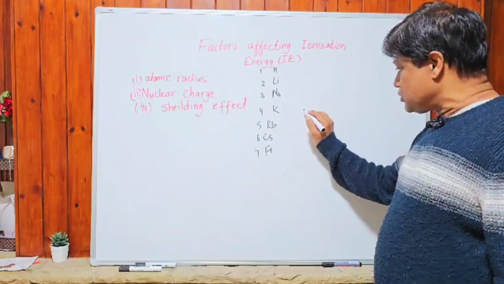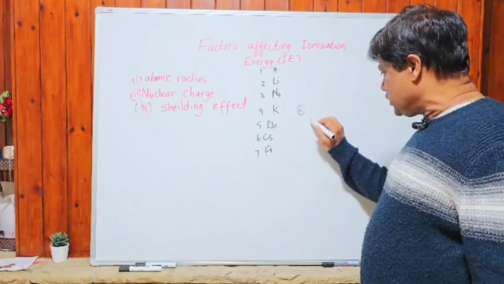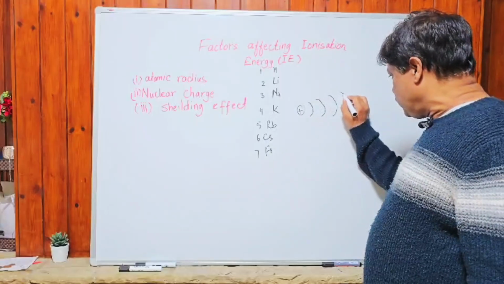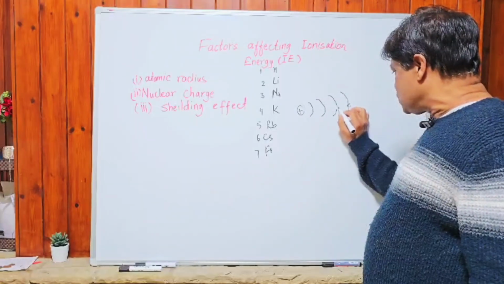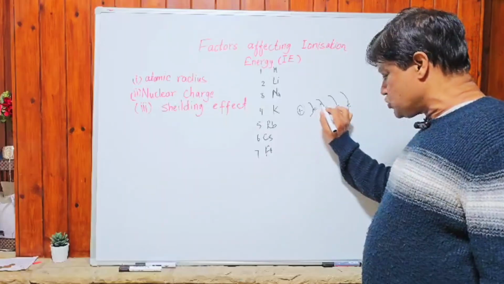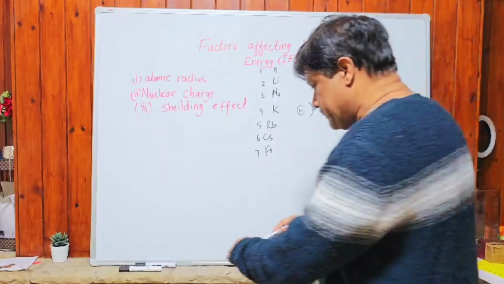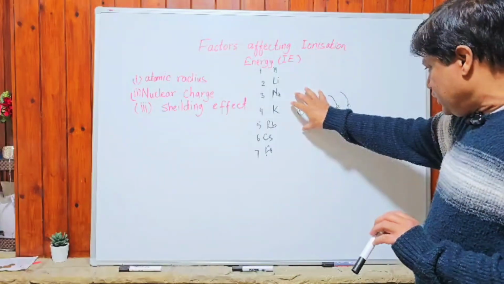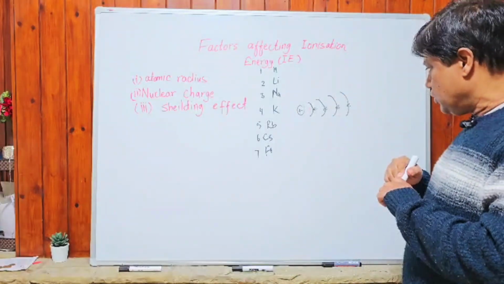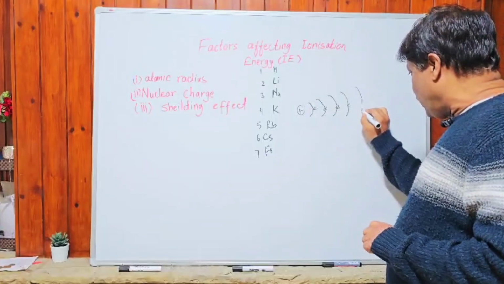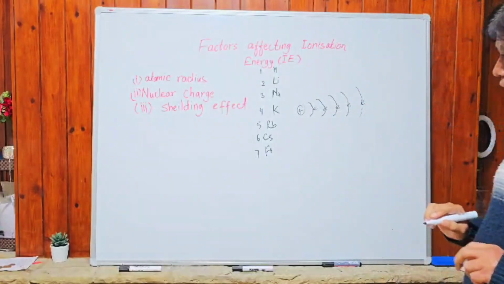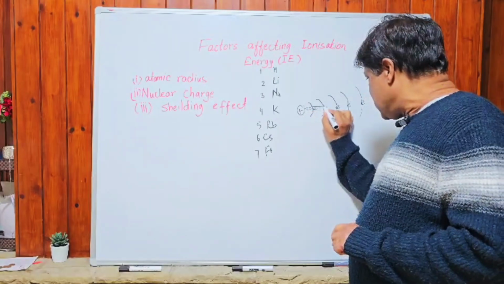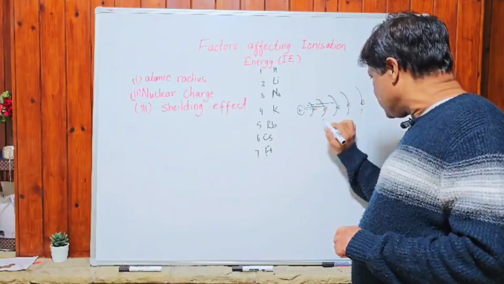4 shells. Suppose that's my nucleus. 1, 2, 3, 4 electrons. So when these electrons are present away from the nucleus, they have less force of attraction.